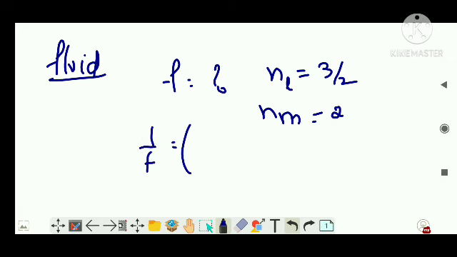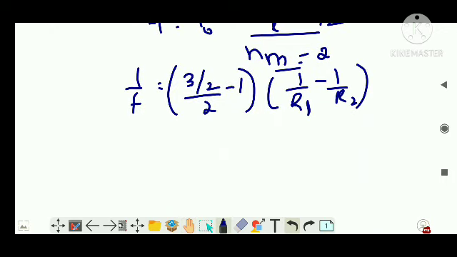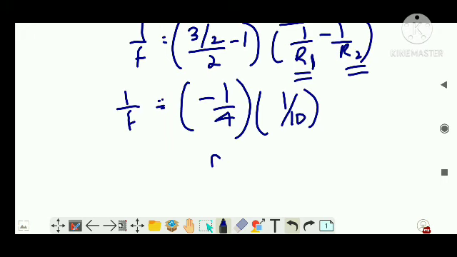1 by f equals (n_L by n_M) that is 3 by 2 divided by 2, minus 1, times (1 by R1 minus 1 by R2). The lens parameters are never going to change, they are fixed. The radius of curvature of one surface and the radius of curvature of the other surface are not going to change. So 3 by 2 by 2 is 3 by 4, minus 1 is minus 1 by 4, times 1 by R1 minus 1 by R2, which I have already found as 1 by 10. So the focal length value is minus 40 centimeter.